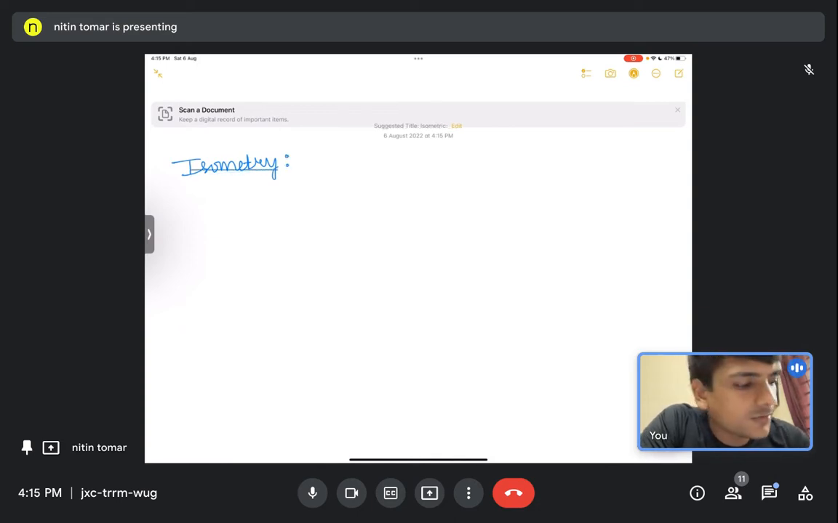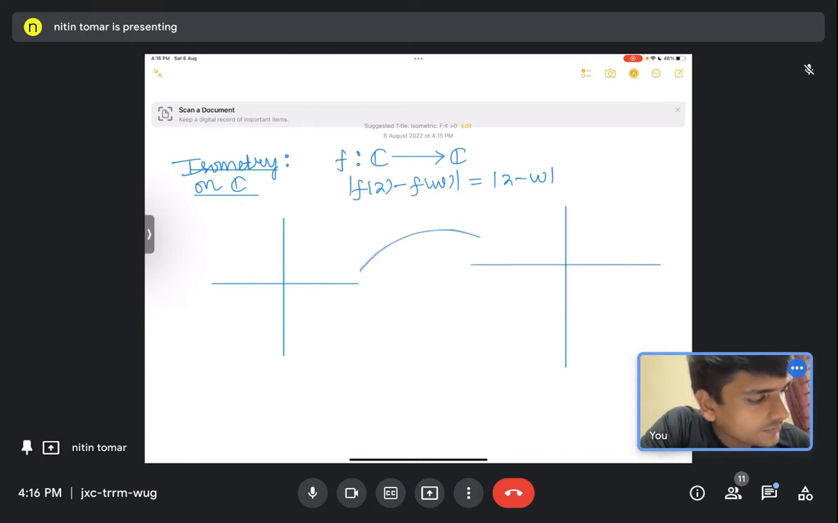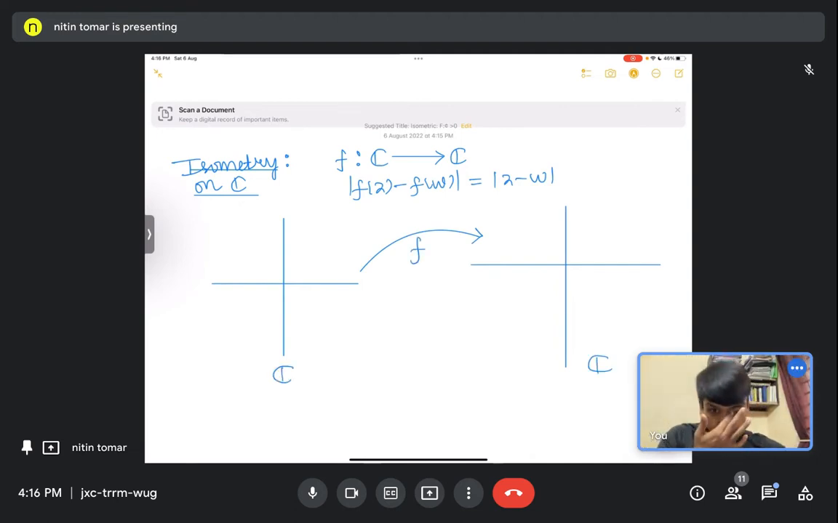What is an isometry? We are talking on the complex plane. It is a function f from C to C such that the distance between f(z) and f(w) is the same as the distance between z and w. So here is this complex plane and here is the range. f maps this complex plane into the complex plane on the right hand side.